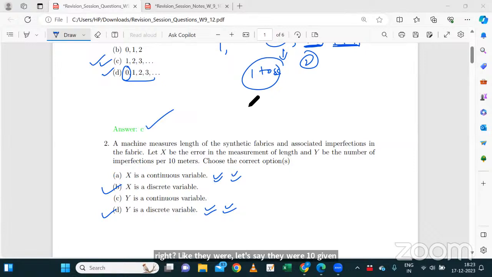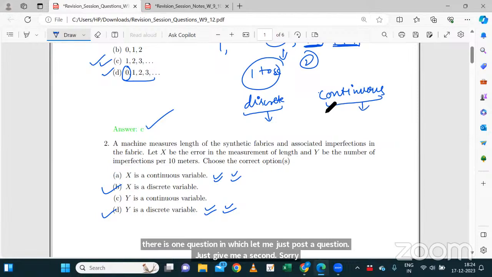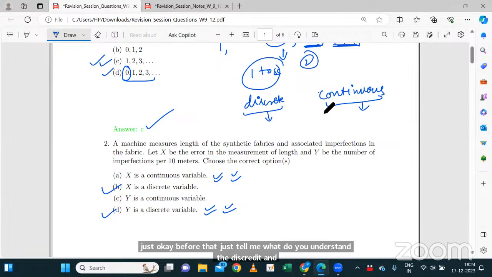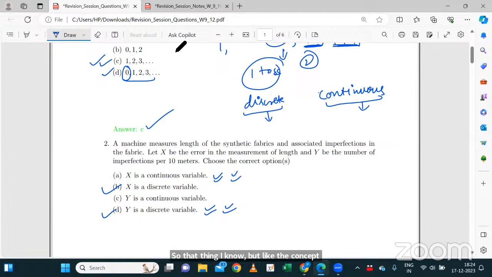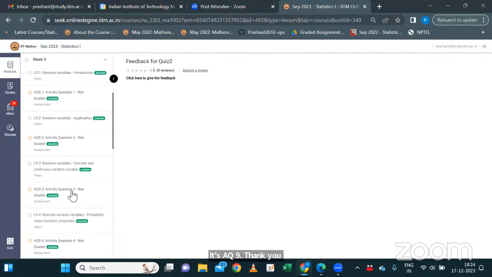Before going to that, can you tell me what you understand by discrete or continuous? What's your thought? I will tell you where you are lacking. So there is one question, let me just post the question. That thing I know, but the concept is contradicting with one question, AQ 9.3. You are asking AQ 9.3? Yes, sir.